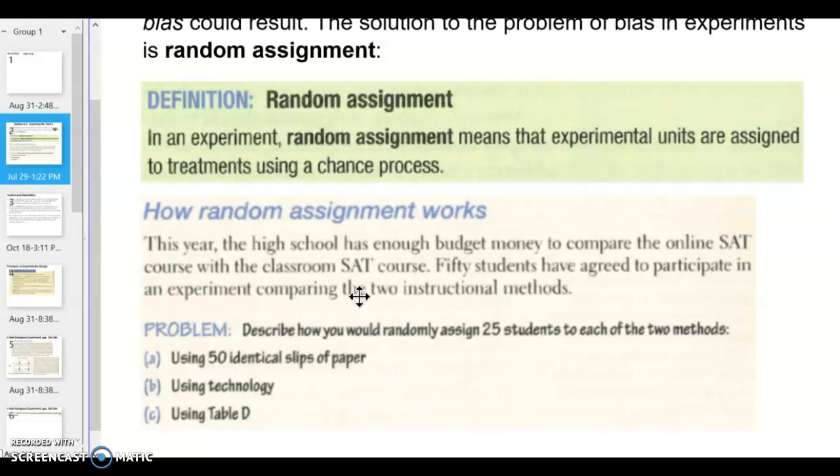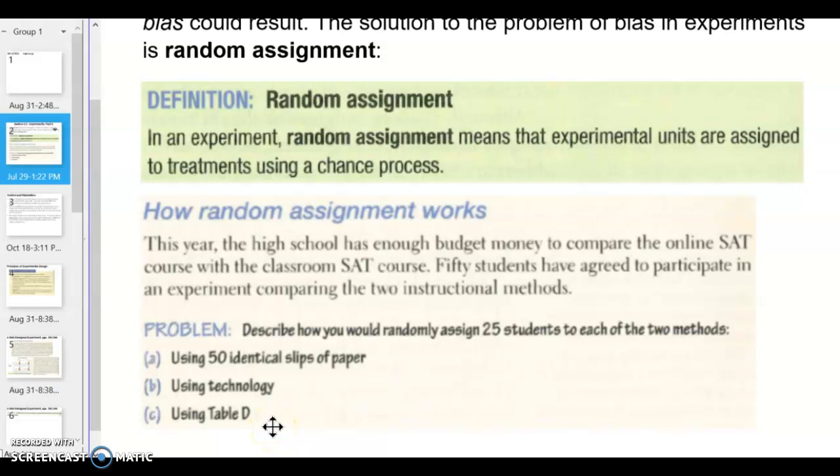You're going to get numbers that are bigger than 50, so you might have an 87 come up or a 56. You just ignore them. You don't even pay attention to them. You just keep skipping until you get 25 different numbers out of your list. So that would be our third method of choice.